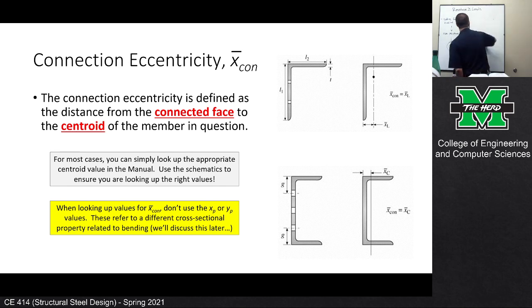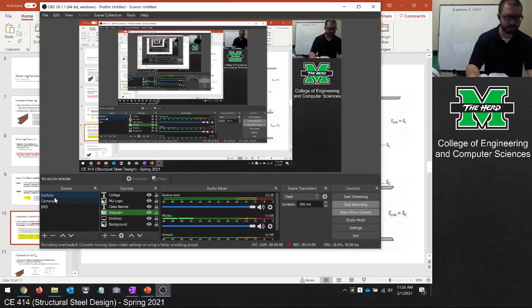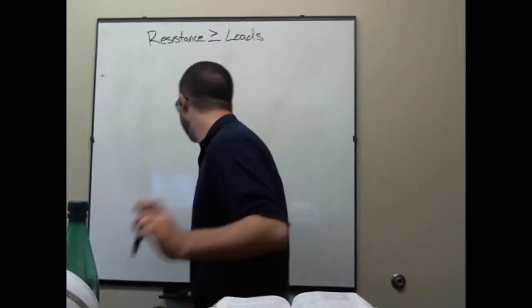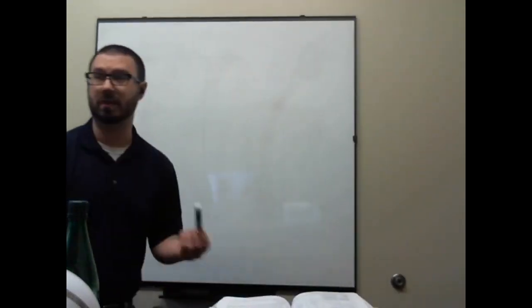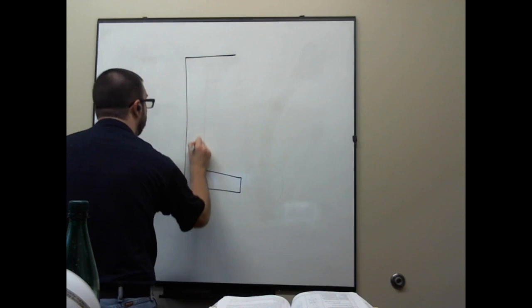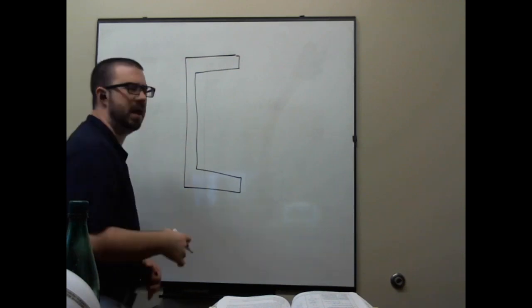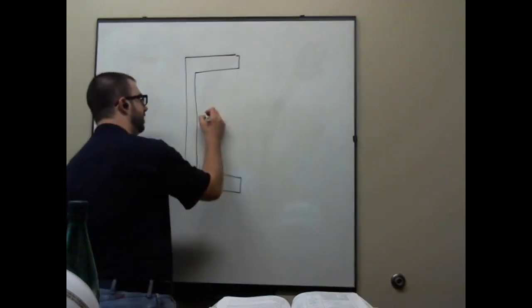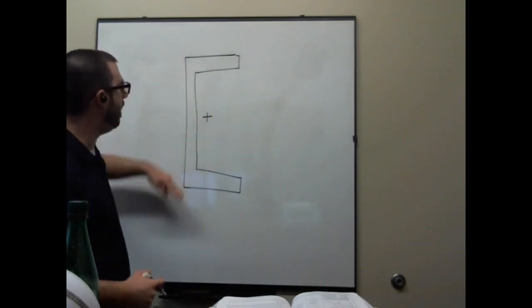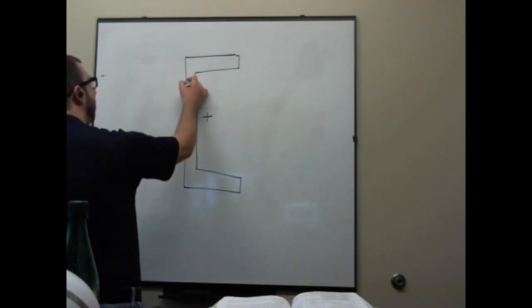Okay, so let me give you an example. I'm going to turn my camera on here so that you can see what I'm talking about. Let's say for the sake of discussion that you have a channel. So here's the channel. Now the centroid of a channel can sometimes not be on the channel. Usually it's right there, halfway top to bottom, and a little bit further out. And let's say that this channel is connected via the web.